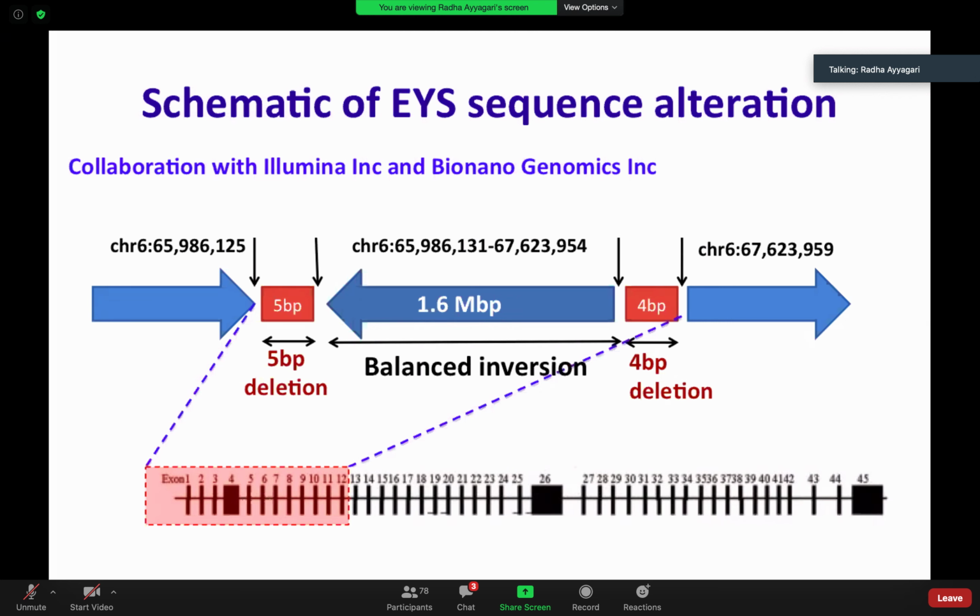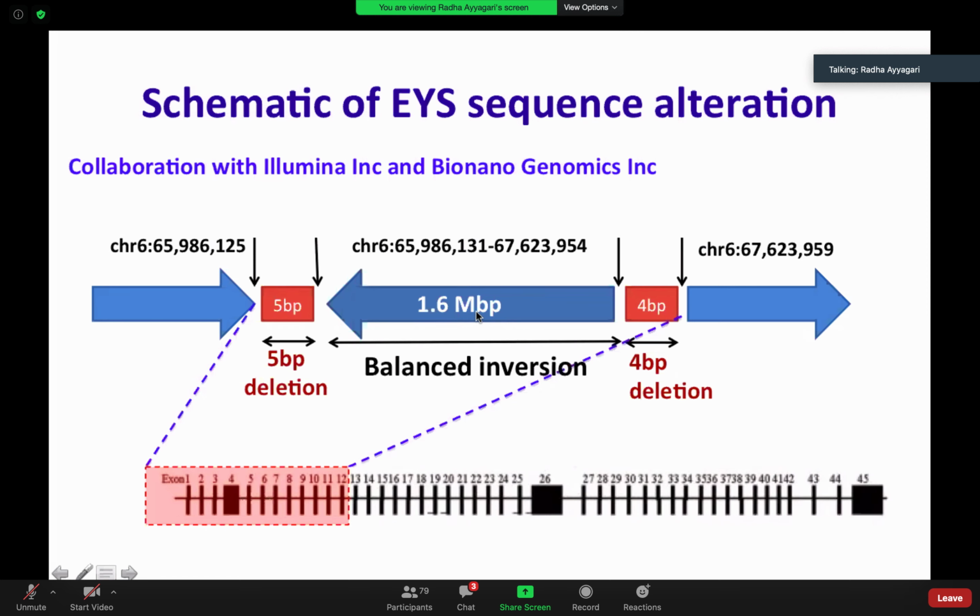Using this methodology, BioNano came back and identified a large 1.6 megabase balanced inversion in this region. The region is intact, but it is in the reverse orientation. That is the reason we could not amplify when we used primers, because it's in the wrong orientation. When we sequence this and map to the reference sequence, the sequences map in the right orientation. Whether they are in the right or wrong orientation, they blast to the right gene. So that's why we could not detect it using the standard methodologies.